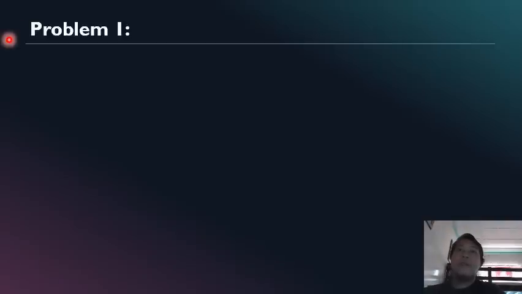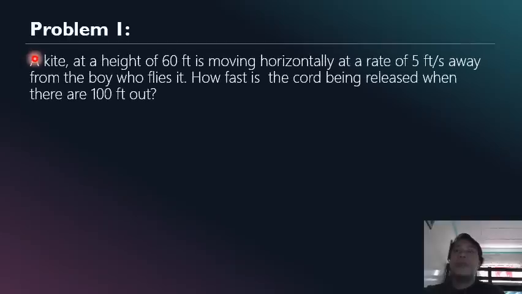Okay, so here's problem number 1. A kite at a height of 60 feet is moving horizontally at a rate of 5 feet per second away from the boy who flies it. How fast is the cord being released when there are 100 feet out? Okay, so paano ba mag-solve ng mga worded problems?